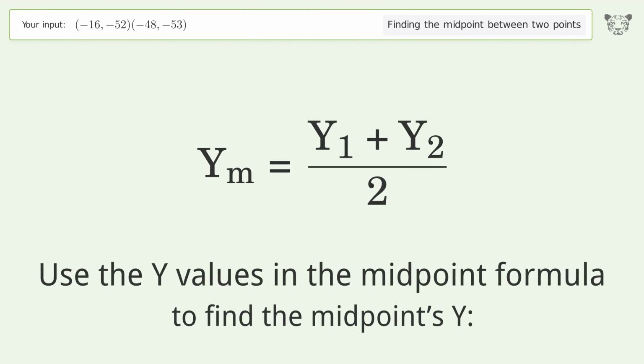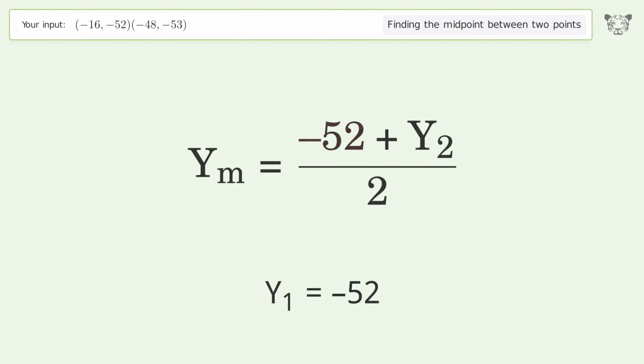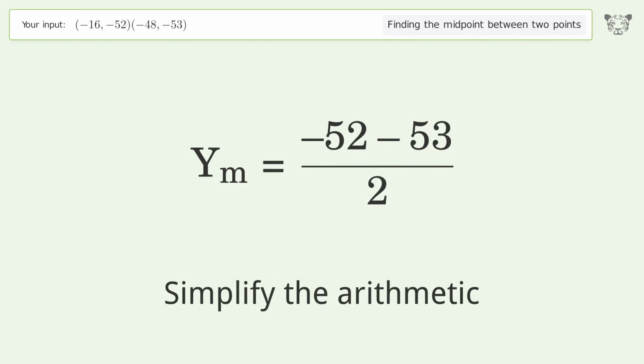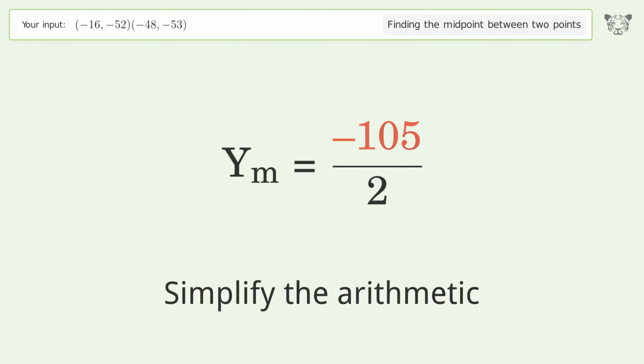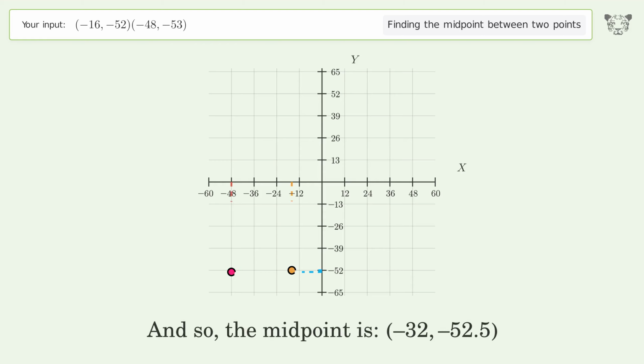Use the y values in the midpoint formula to find the midpoint's y. y1 equals -52. y2 equals -53. Simplify the arithmetic. And so, the midpoint is -32, -52.5.